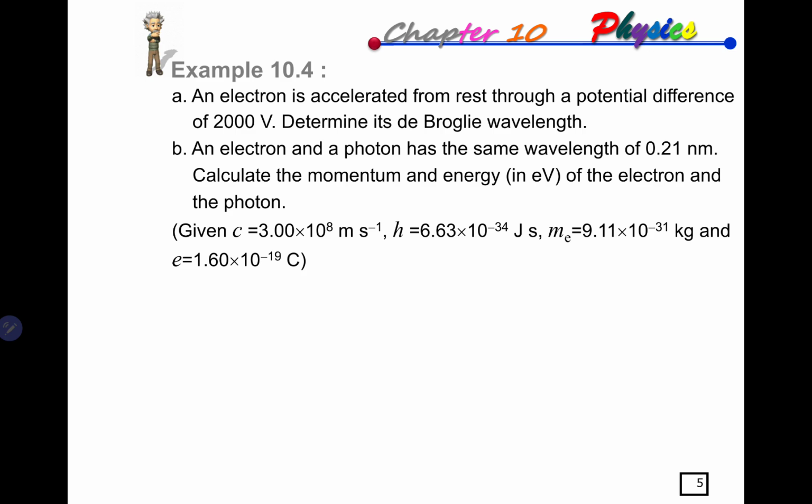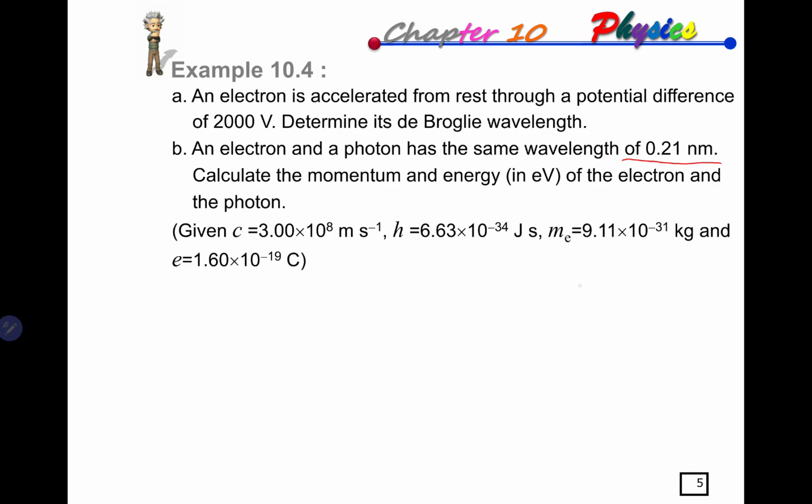So 10.4. Here you have an electron accelerated from rest through a potential difference of 2000 volt. They want to determine the de Broglie wavelength. Also, an electron and a photon have the same wavelength, given as 0.21 nanometer. They want to calculate the momentum and energy of the electron and the photon.